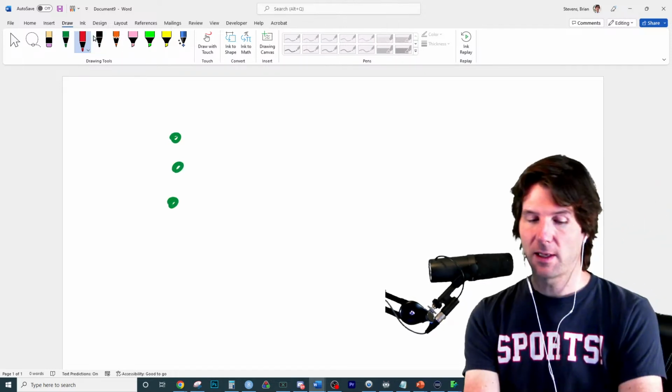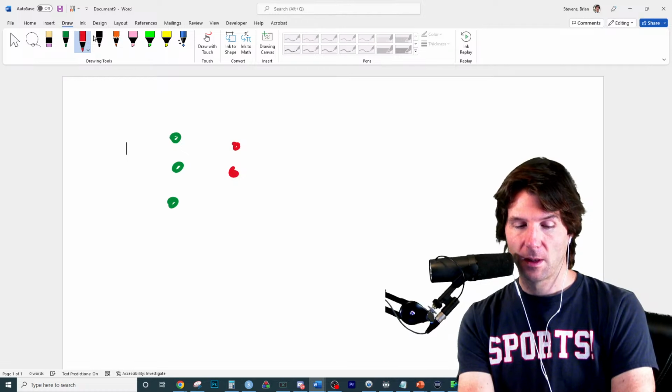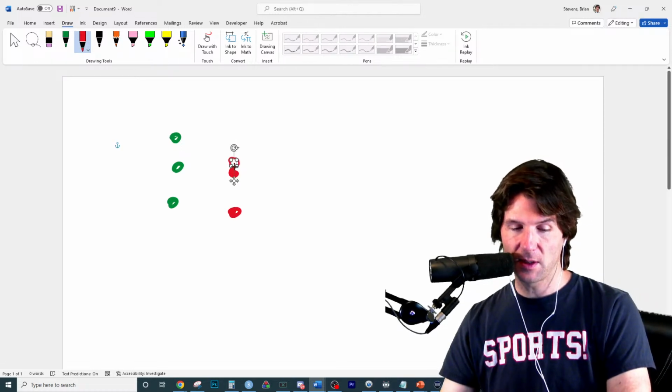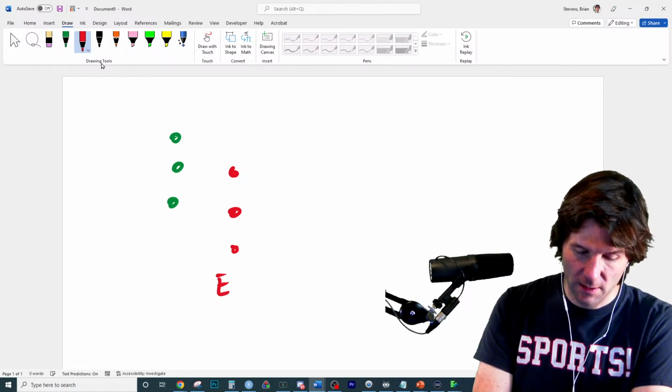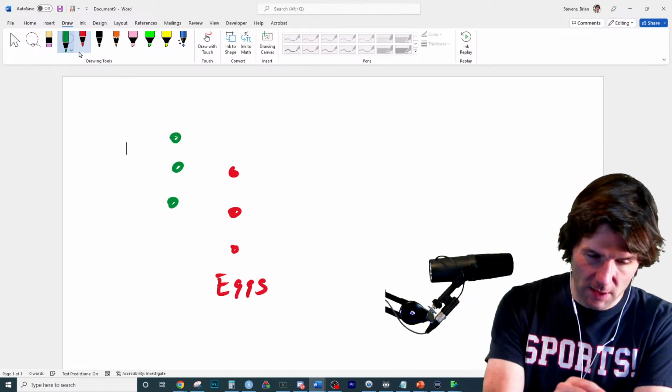Is if you have data points like this right here, like let's say you have prices of, let's say these are eggs, and this is bread.